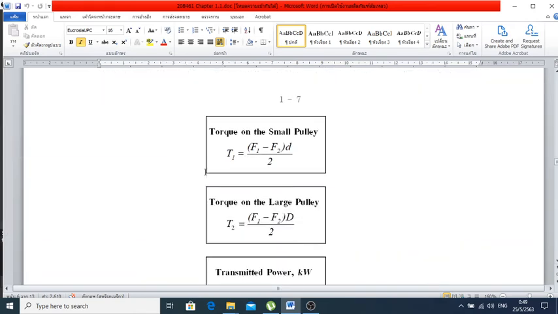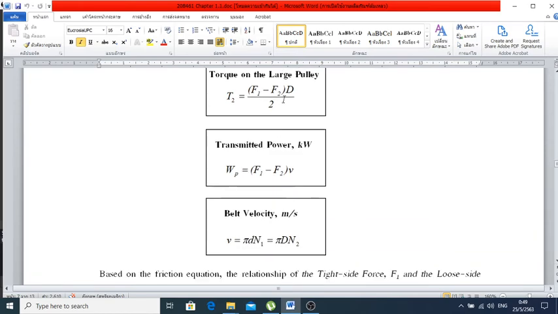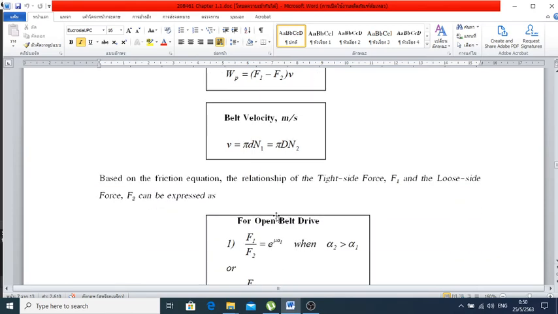So therefore, the torque for the small pulley, if we just take a moment down to the center of the pulley, is going to be F1 minus F2 times d over 2, respectively. For the large pulley, it's the same thing: F1 minus F2 times the capital D over 2. The transmitted power is the torque times the velocity, right? So the power is going to be F1 minus F2 times v, with v, the belt velocity, being either pi d times n1 or pi capital D times n2, respectively.